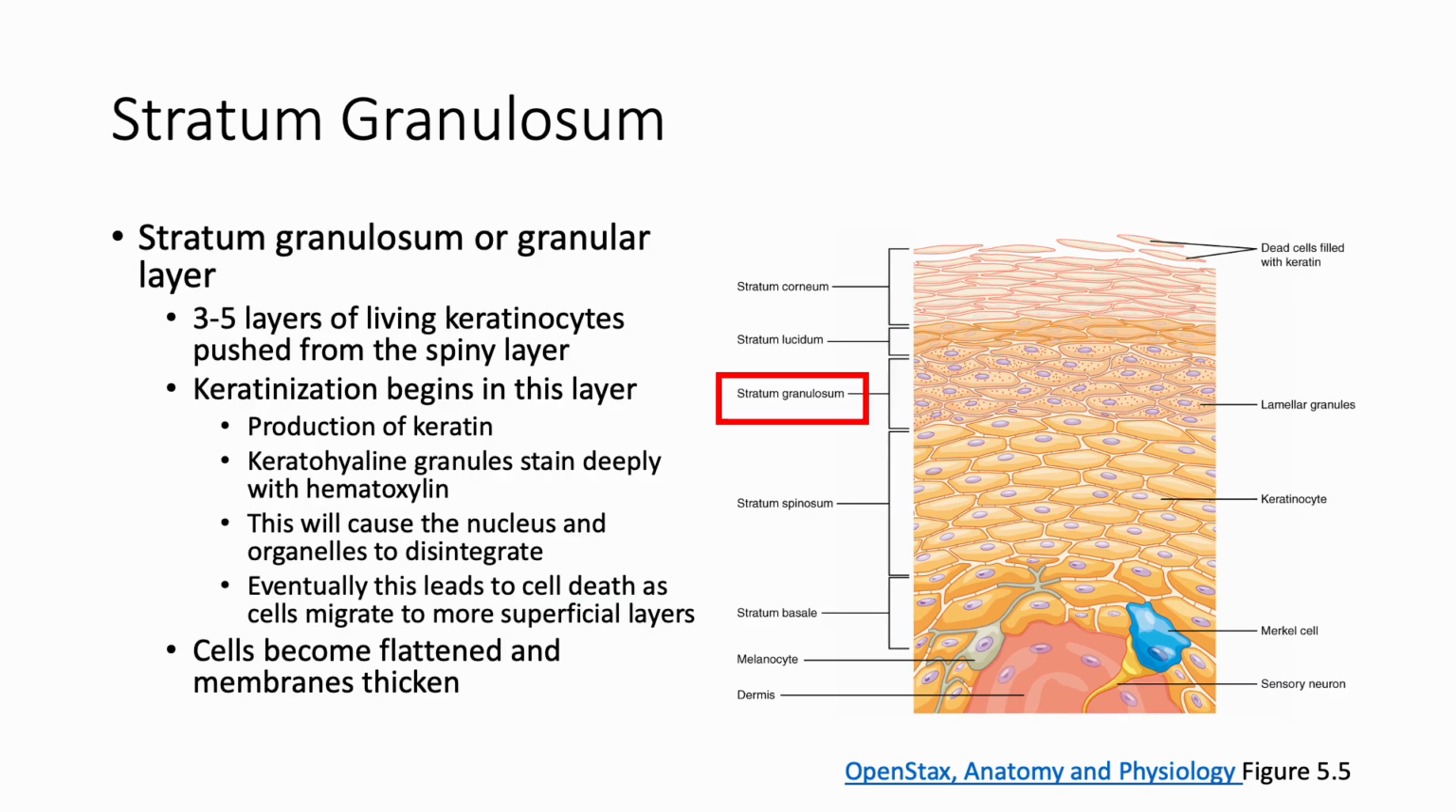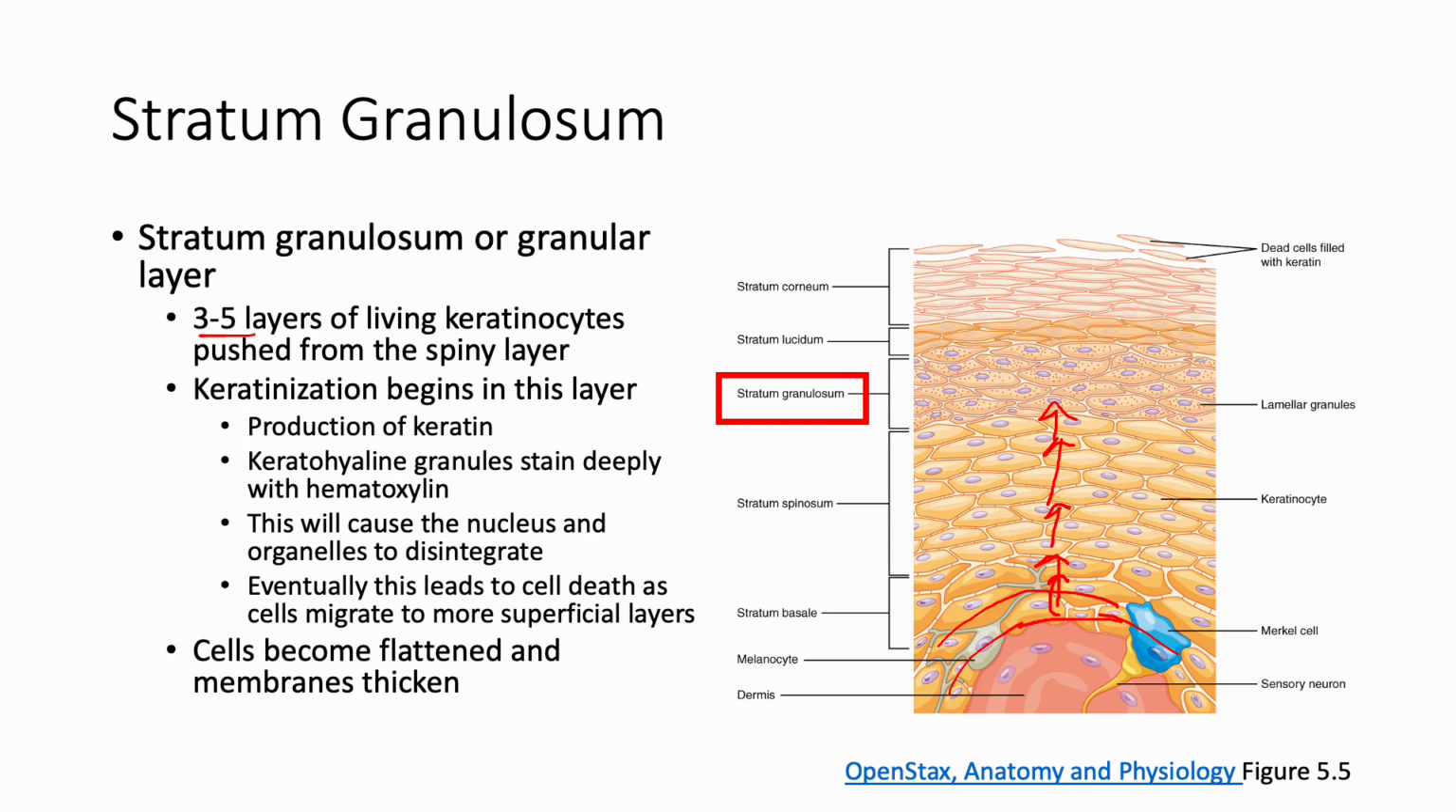All right, moving up, stratum granulosum. Now this one is a smaller layer than spinosum, just about 3 to 5 layers of still living keratinocytes. So as the cells in the basal layer, right down here, are dividing, essentially they're getting pushed up into stratum spinosum, and then as more cells divide and push those cells up, right, it just keeps pushing the keratinocytes up into the more superficial layers.